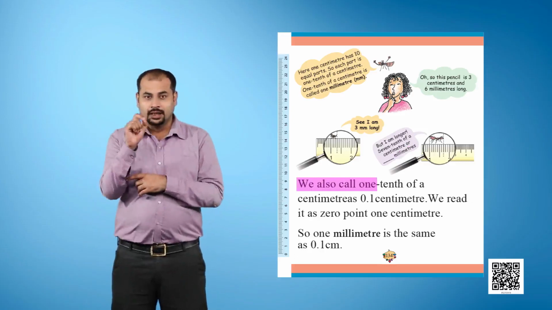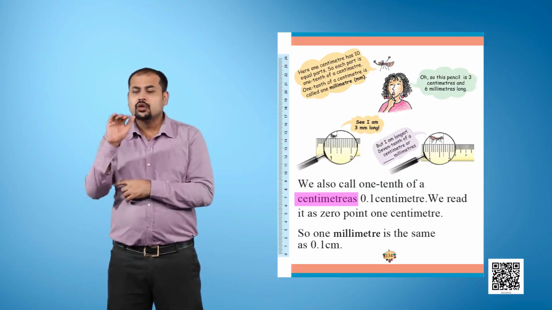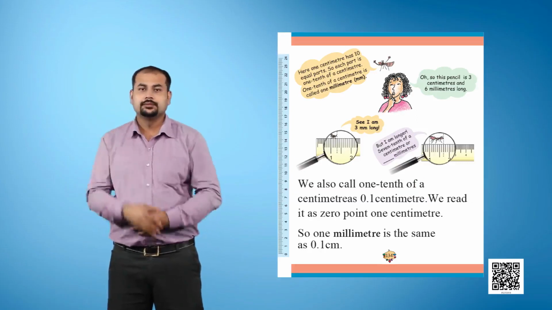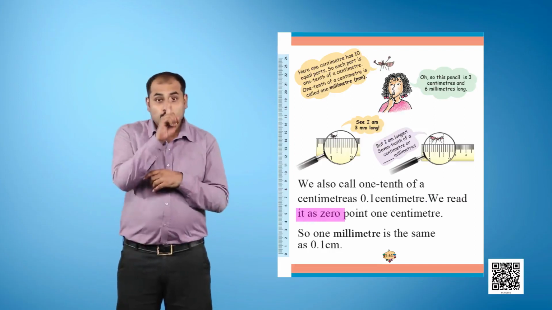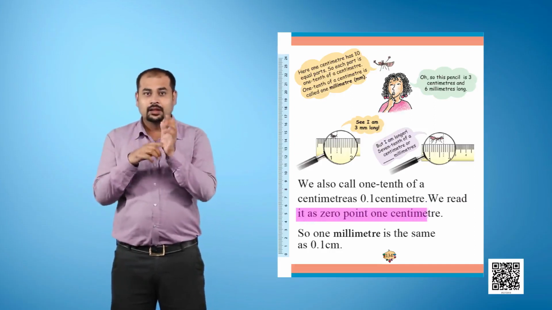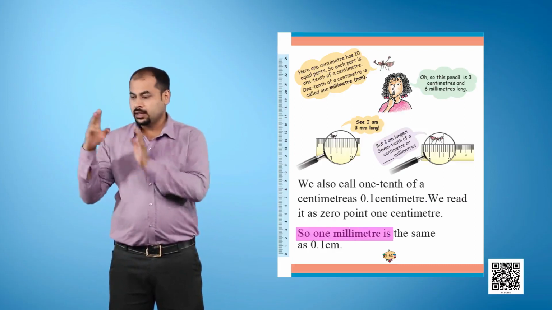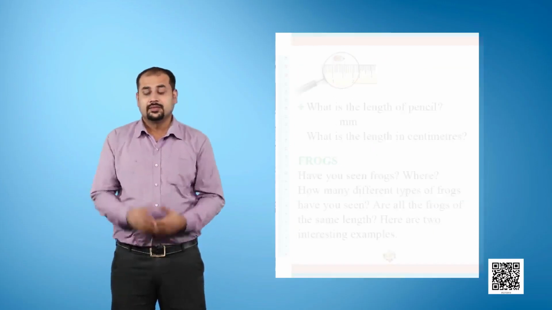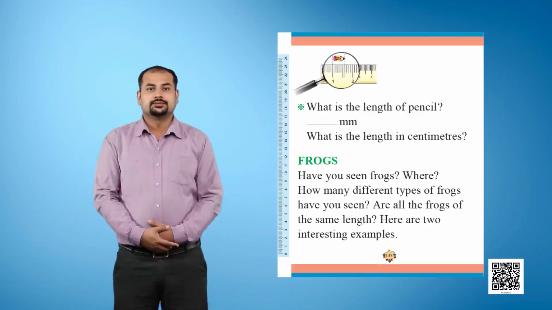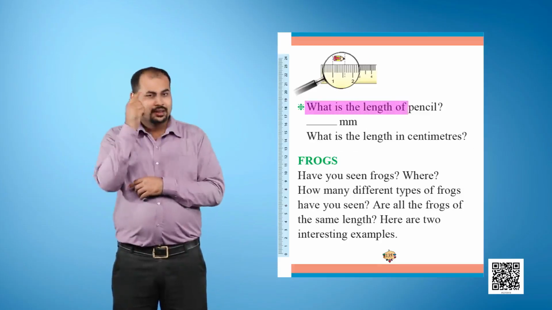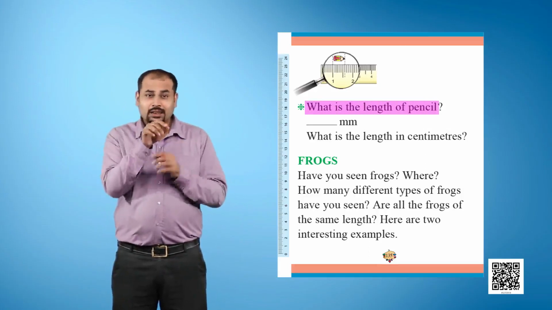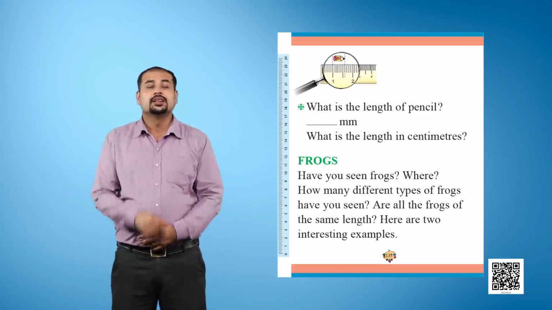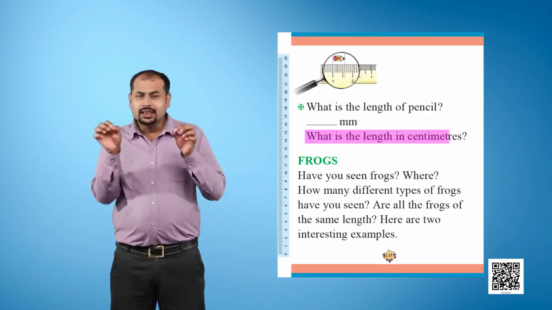We also call 1/10 of a centimeter as 0.1 centimeter. We read it as 0.1 centimeter. 1 millimeter is the same as 0.1 centimeter. Page 135. What is the length of this pencil? Dash millimeters. What is its length in centimeters?